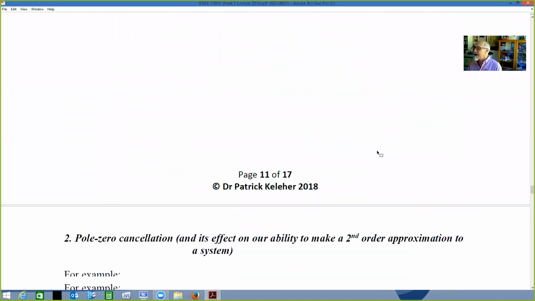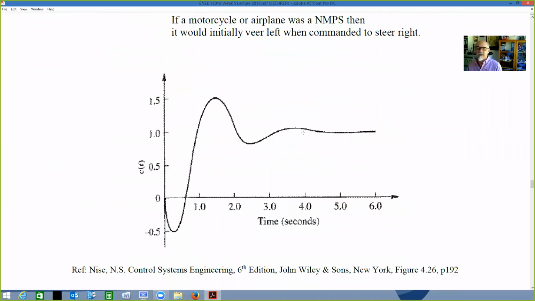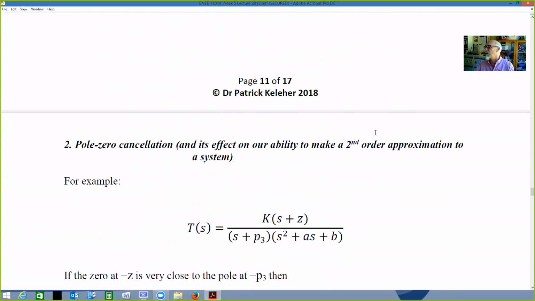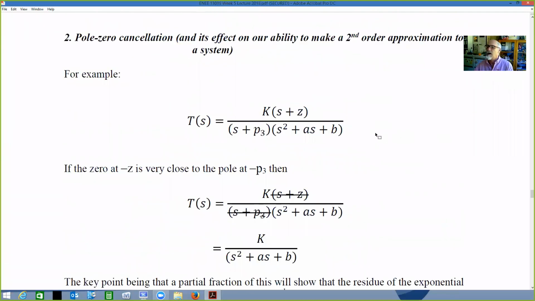The key factor is that all this is really saying is that these are the effects that occur when we try to approximate to a second order system, and the types of things that we can do to ensure that we get that modeling occurring correctly.